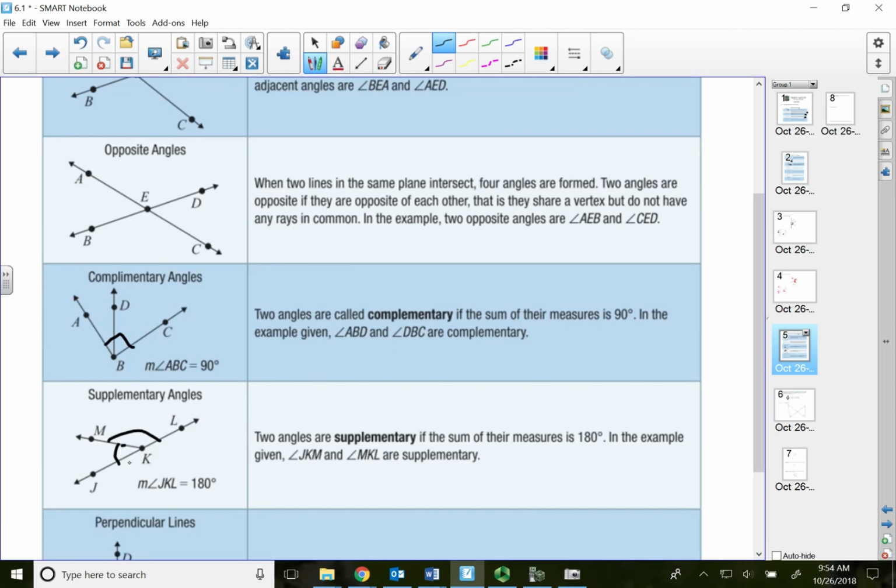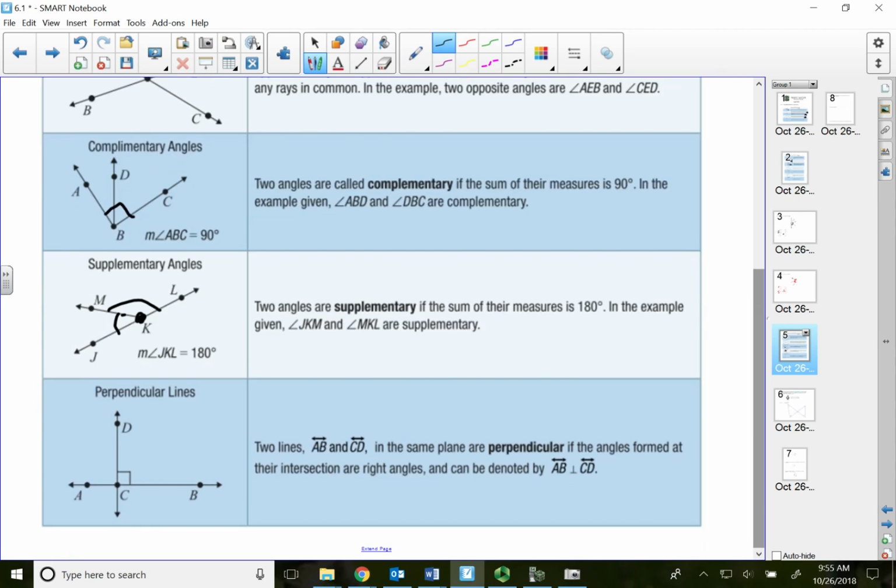All right, so when two angles have a common endpoint and common ray, when they're sitting side by side like this, they're considered adjacent angles. The two angles are also called supplementary angles because they're sitting off the same straight line. That's why a straight line is always 180 degrees.